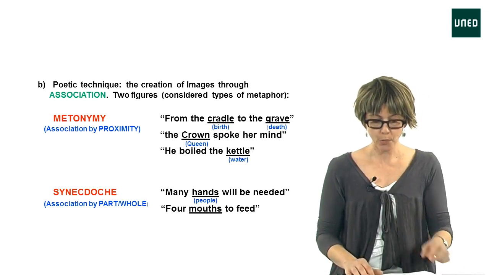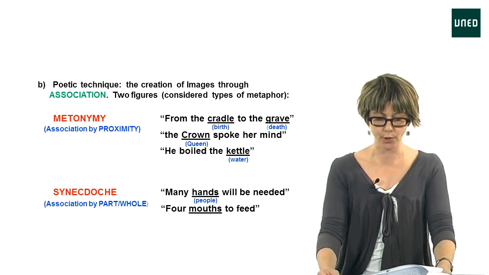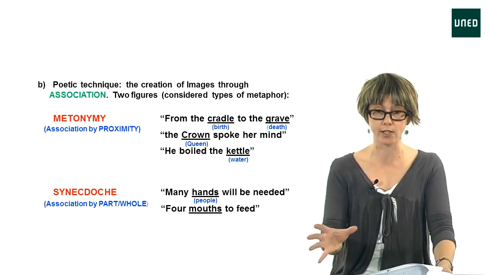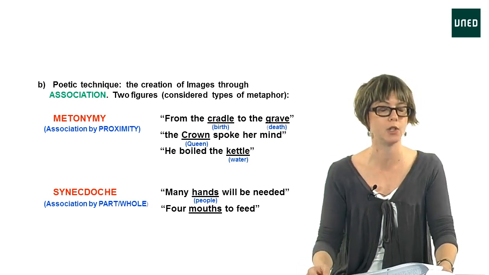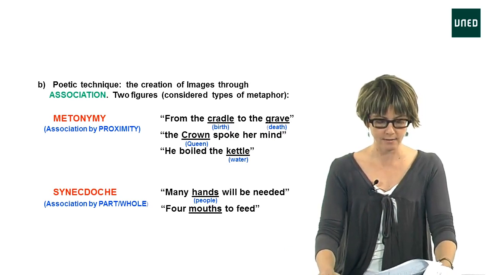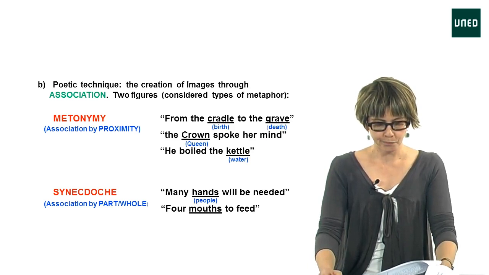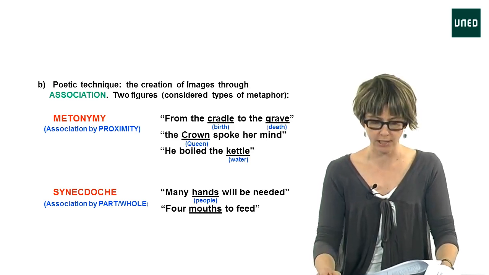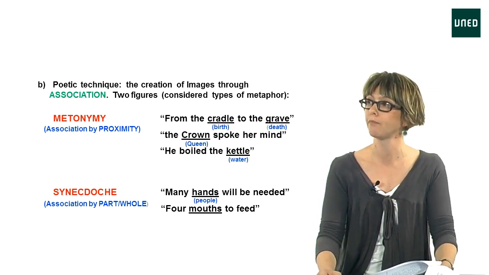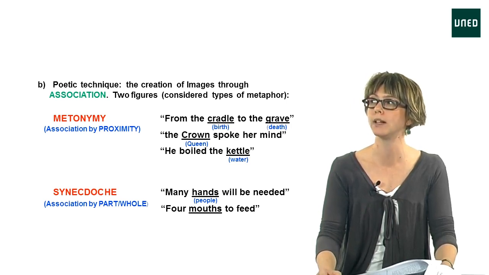Okay, another poetic technique using figurative language is the creation of images through association. We will consider two figures here, which are generally considered types of metaphor. Okay, metonymy and synecdoche. Let's see three lines for metonymy. We have from the cradle to the grave, the crown spoke her mind, and he boiled the kettle.